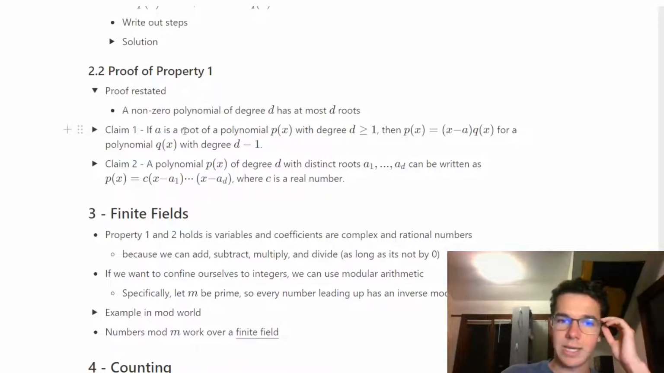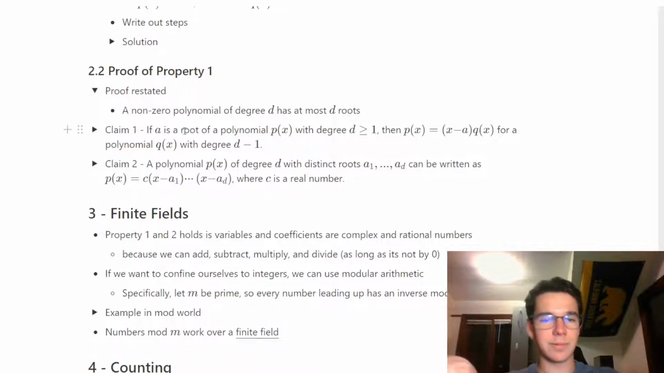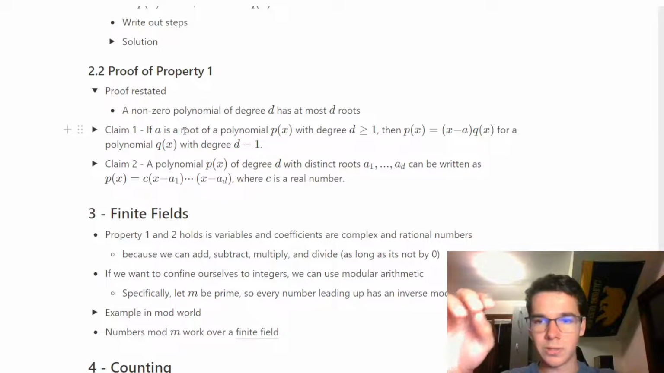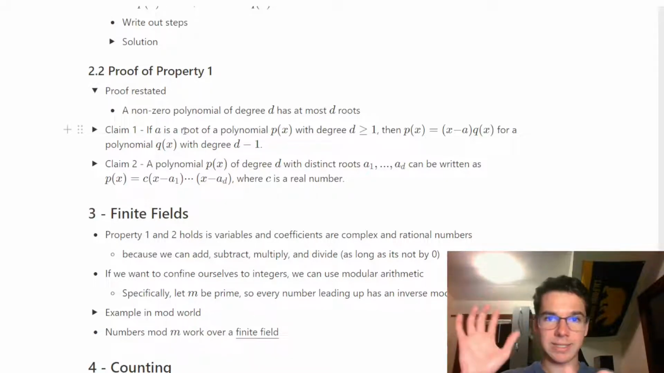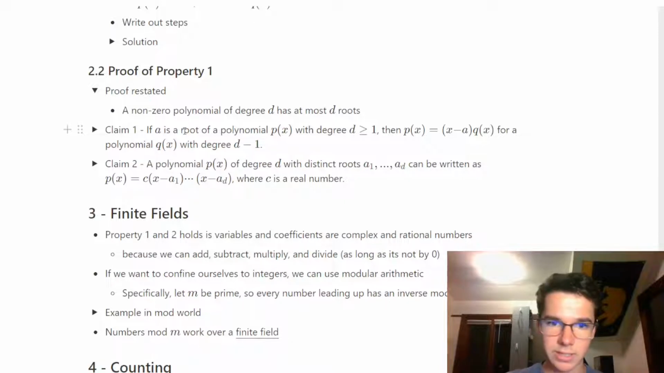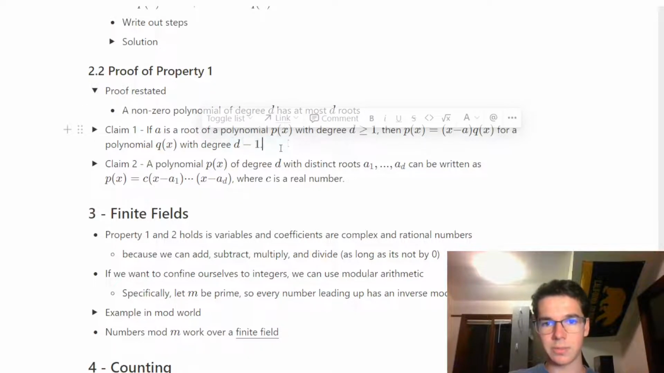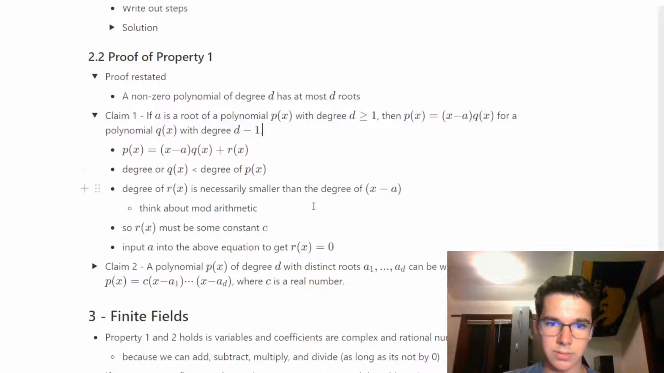The first claim states that if a is a root of a polynomial p of x with degree d greater than or equal to 1, then x minus a times some other polynomial q of x is equal to p of x, such that q of x has a degree less than d. And that makes sense. We're going to look at this further.